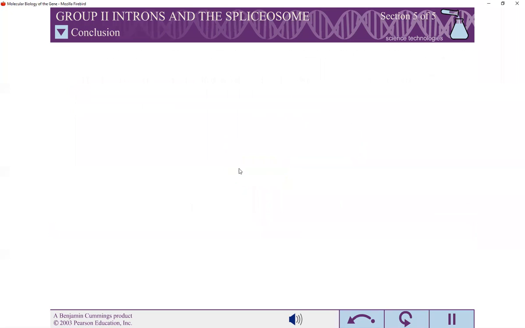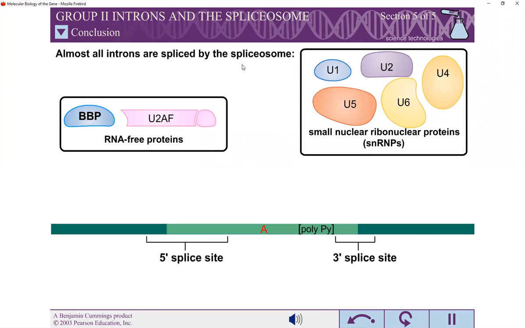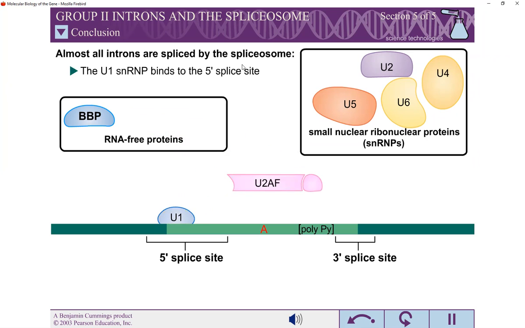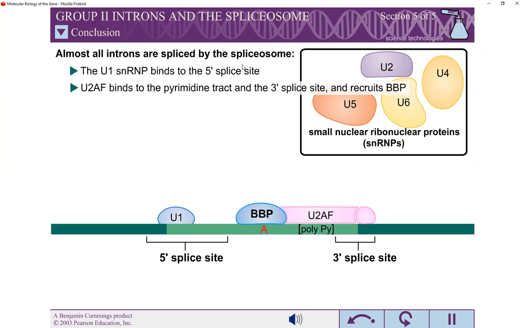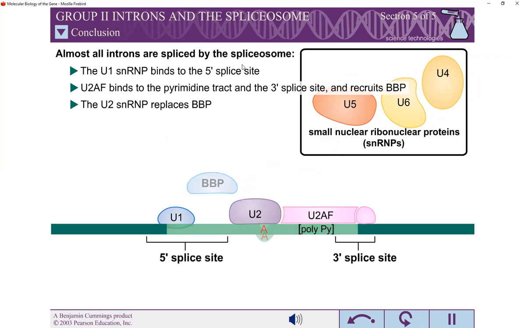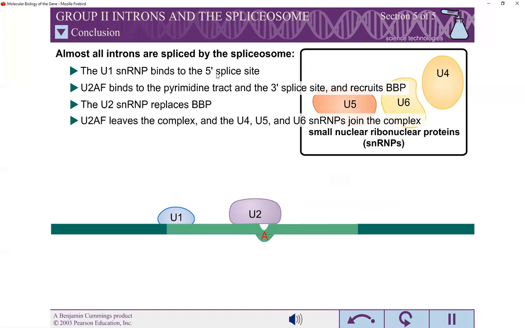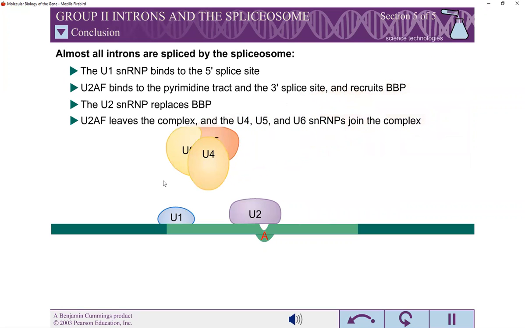group 2 introns. For almost all introns, splicing is carried out by the spliceosome. The spliceosome is made up of small nuclear ribonucleoproteins, called snRNPs, as well as RNA-free proteins. A complicated and precise series of interactions ensures that the RNA transcript is processed properly.